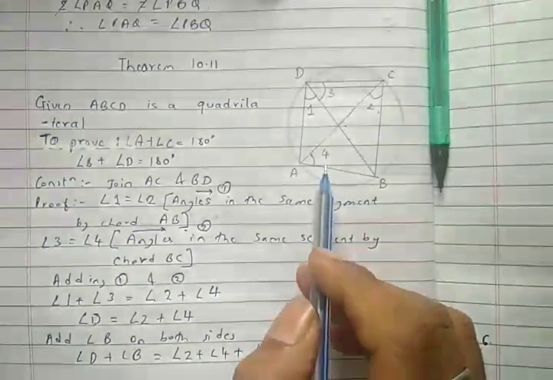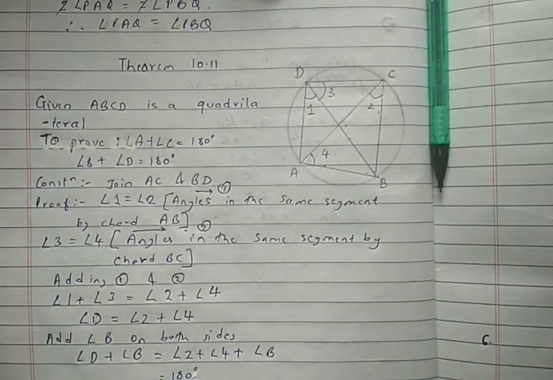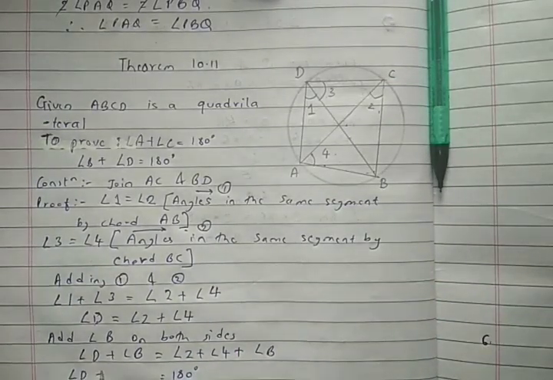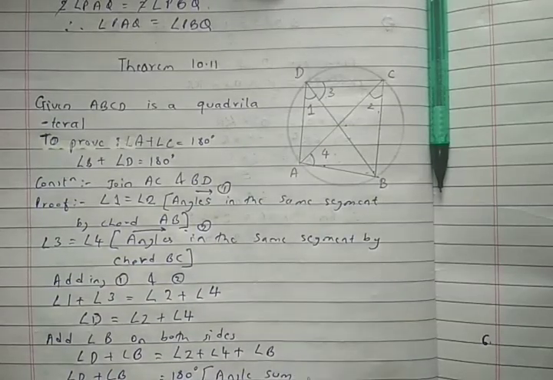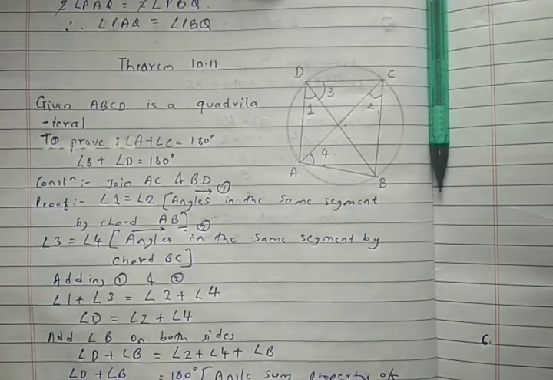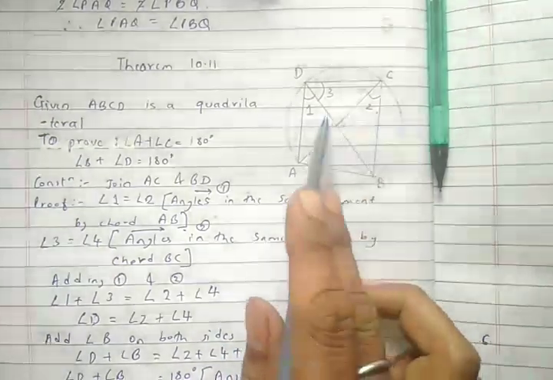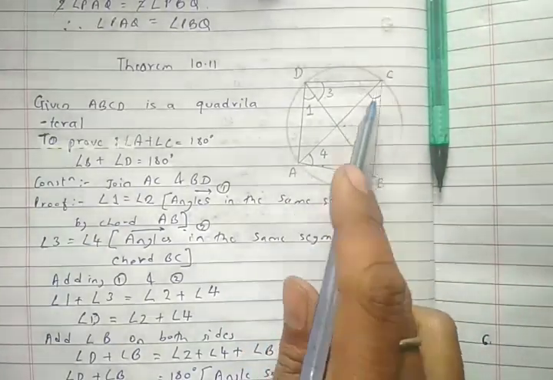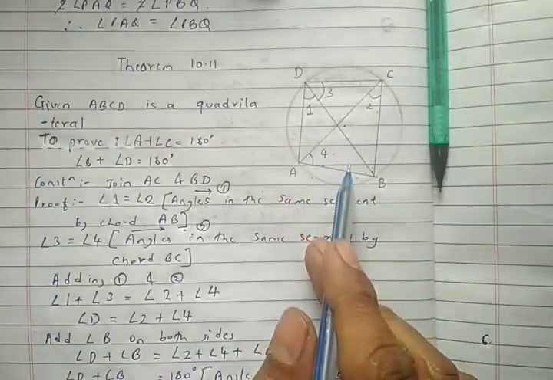Now 2 plus 4 plus B, this all three will add up to 180 degrees. By angle sum property, we will write it down. Angle sum property of triangle ABC. Now in this quadrilateral ABCD, angle A plus B plus C plus D is 360 degrees. Why? Because they are angles of a quadrilateral.